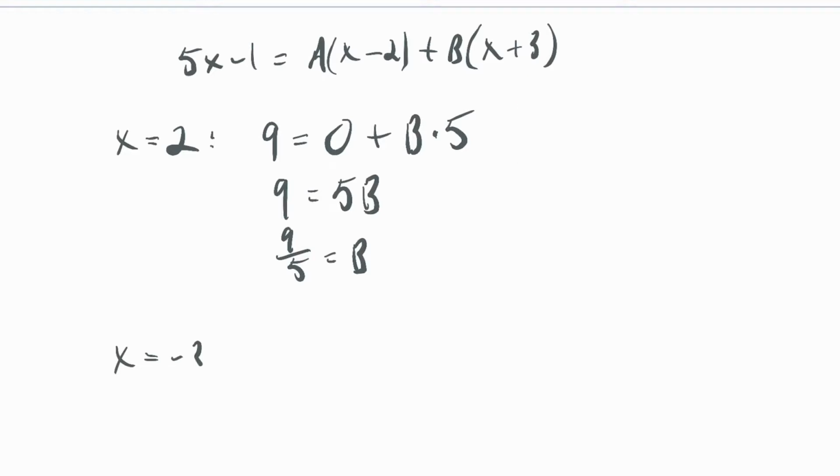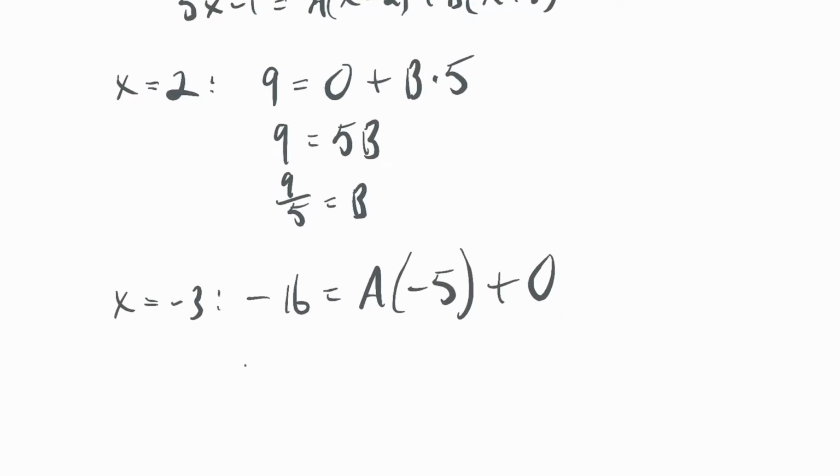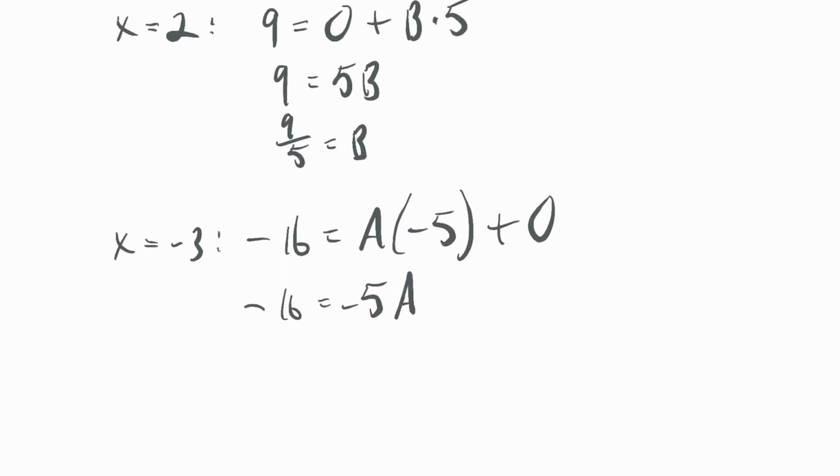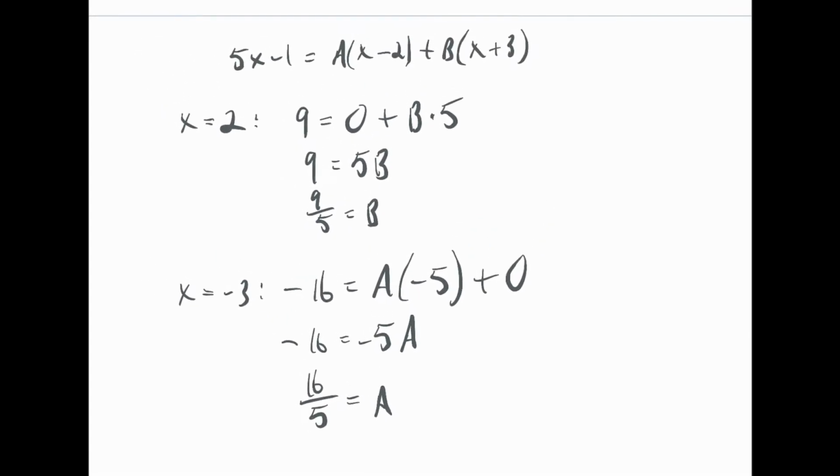So if I put in -3 on both sides, well, here I would get 5 times -3, which is -15, minus 1 is -16. And that equals a times, if I plug -3 in here, I get -5 plus, of course, 0. So -16 equals -5a. And then just divide by -5 on both sides and get 16/5 equals a, rather.